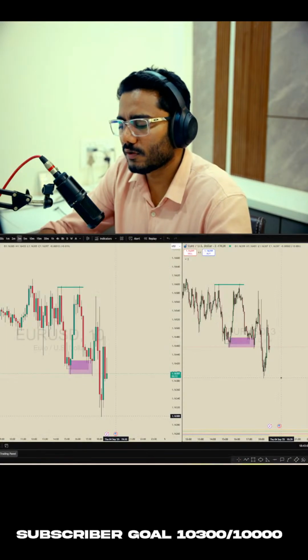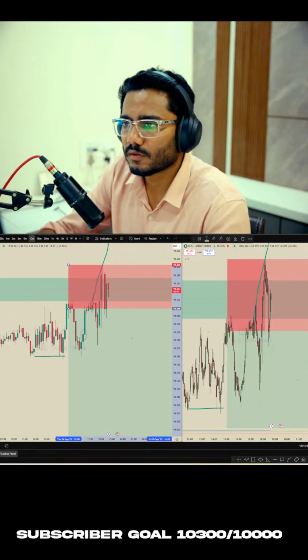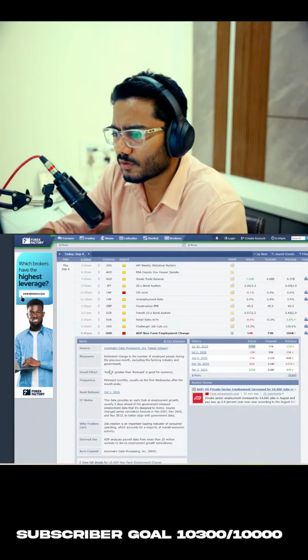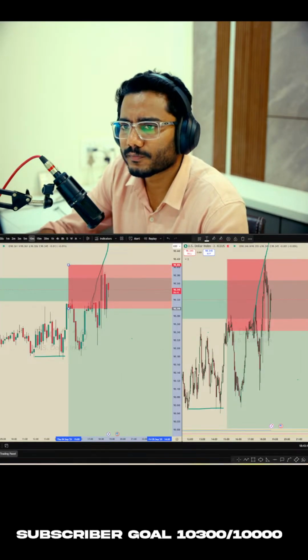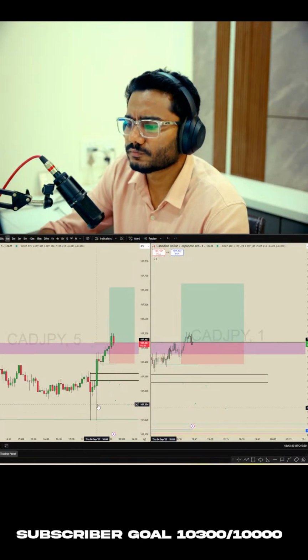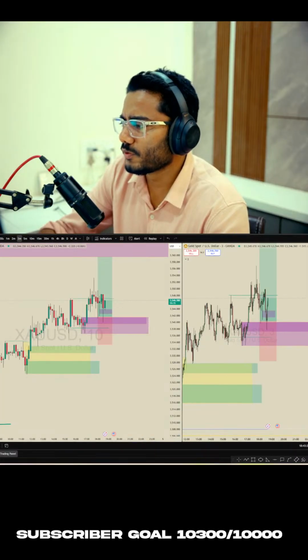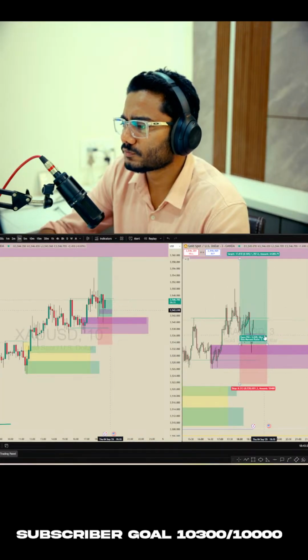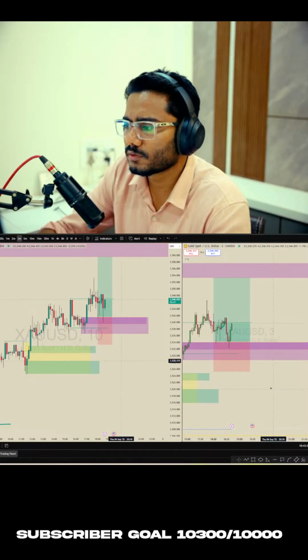If you look at DXY, then probably it will go to the upside. Okay. Actual greater than forecast is good for currency, right? So DXY is going to the upside. That's it. USD also going to the upside now. I'll remove my order block.